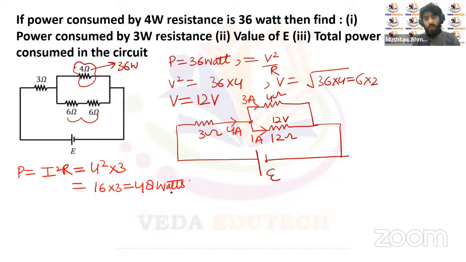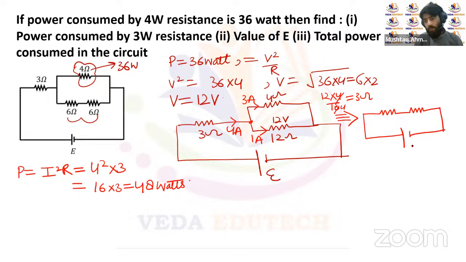Now we have to calculate the value of E, right? If we calculate the total power consumed, we can write this circuit equivalently. You can see that this 12 ohm and 4 ohm resistor are parallel to each other. Their equivalent will be 12 multiplied by 4 upon 16, which is equal to 3 ohms. We can replace these two resistors with a single 3 ohm resistor now. So it is 3 ohm here, once again 3 ohm here now, and this is the EMF of the battery E, right?